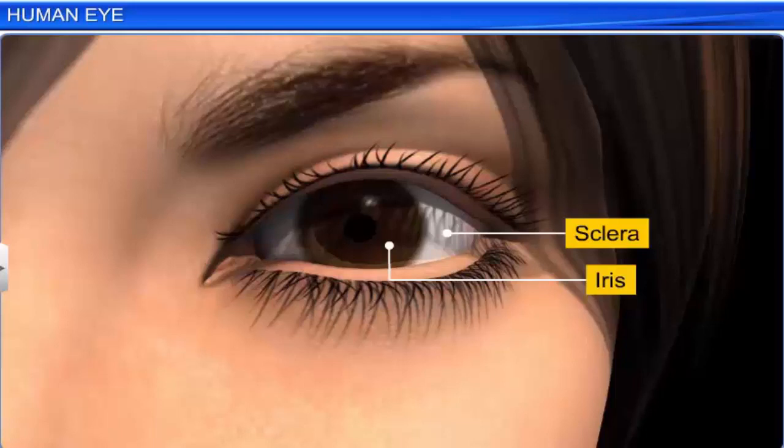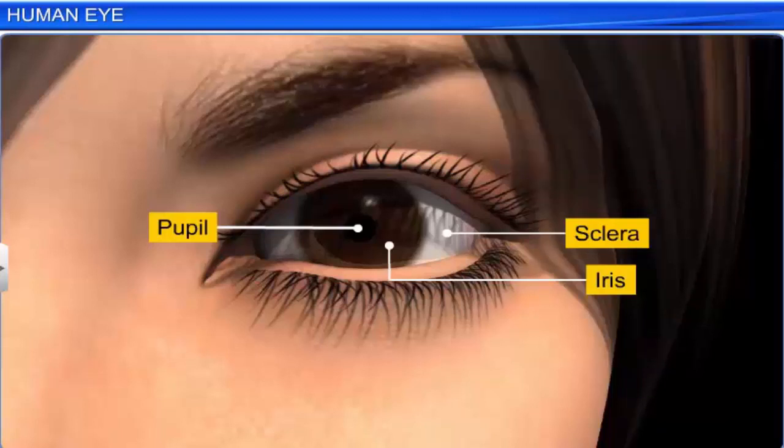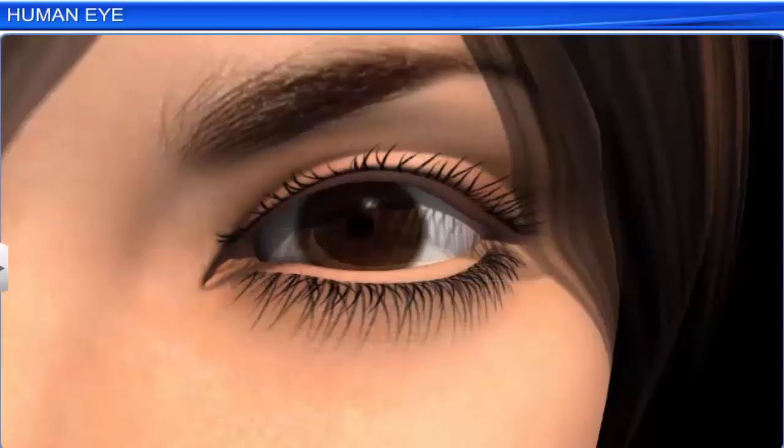The central transparent area of the iris is called the pupil. The iris works like the shutter of a camera. It absorbs most of the light that falls on it and allows a part of it to pass through the pupil. The amount of light that enters the inner parts of the eye depends on the size of the pupil, which is controlled by the muscles present in the iris. In bright light, the iris contracts the pupil to restrict the light, whereas in dim light, it widens the pupil to admit more light into the eye.